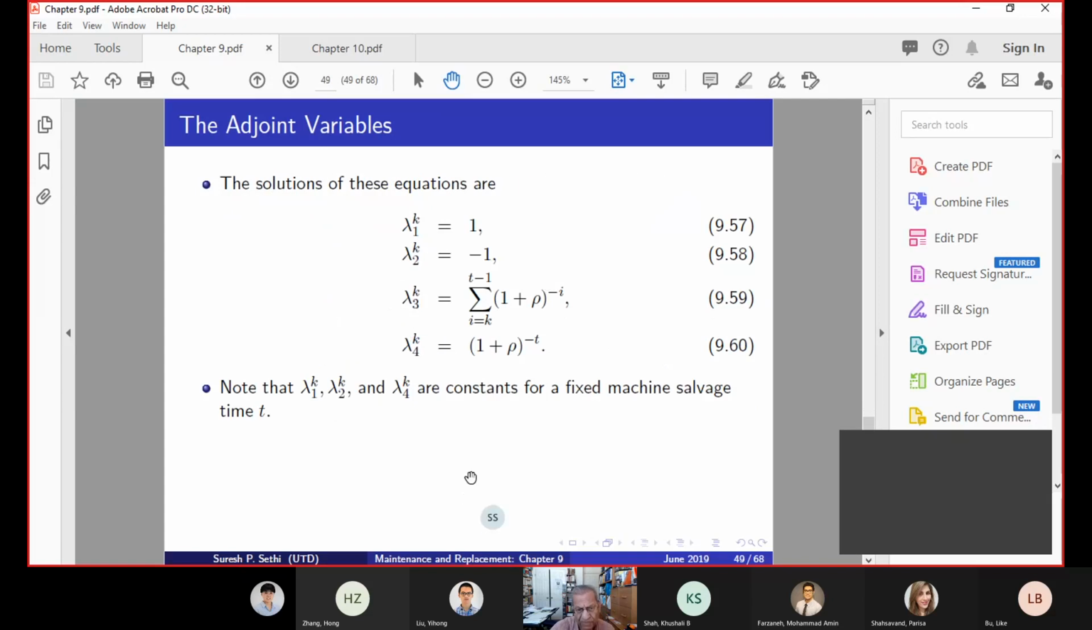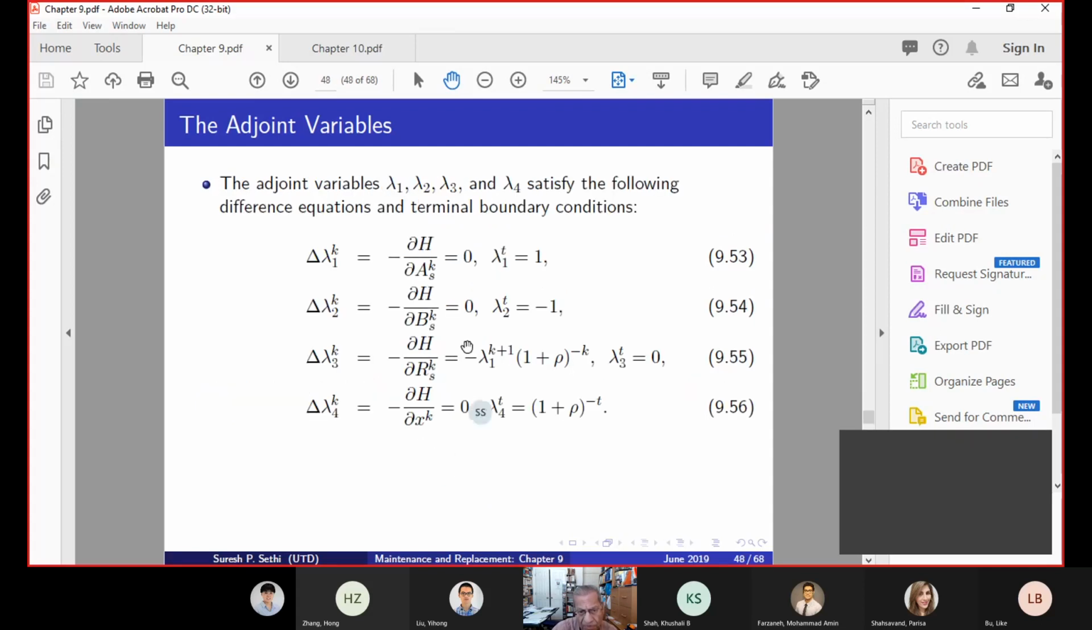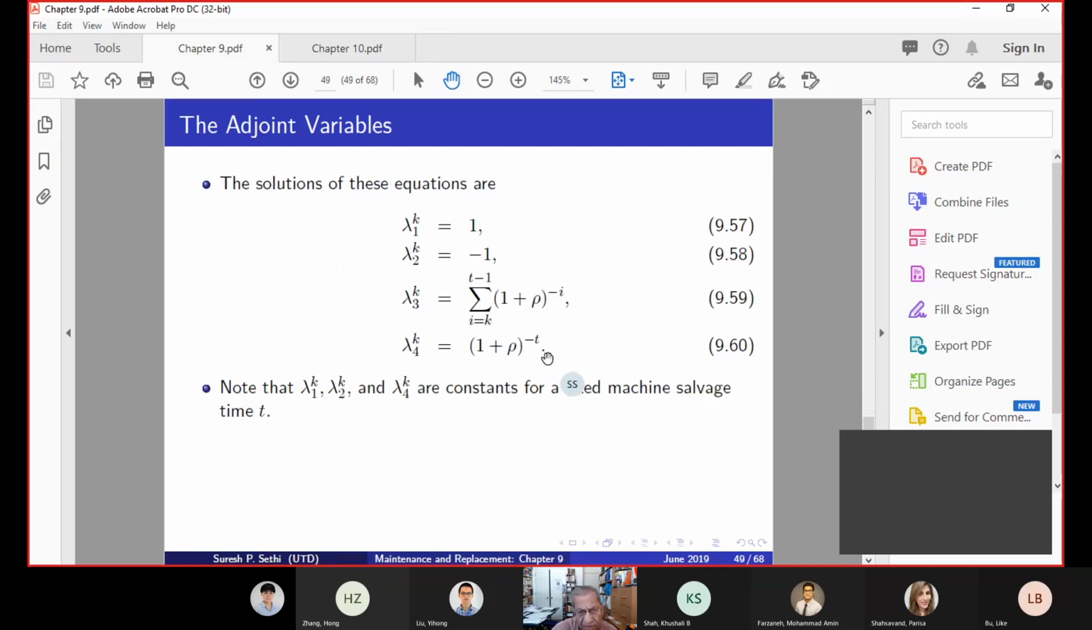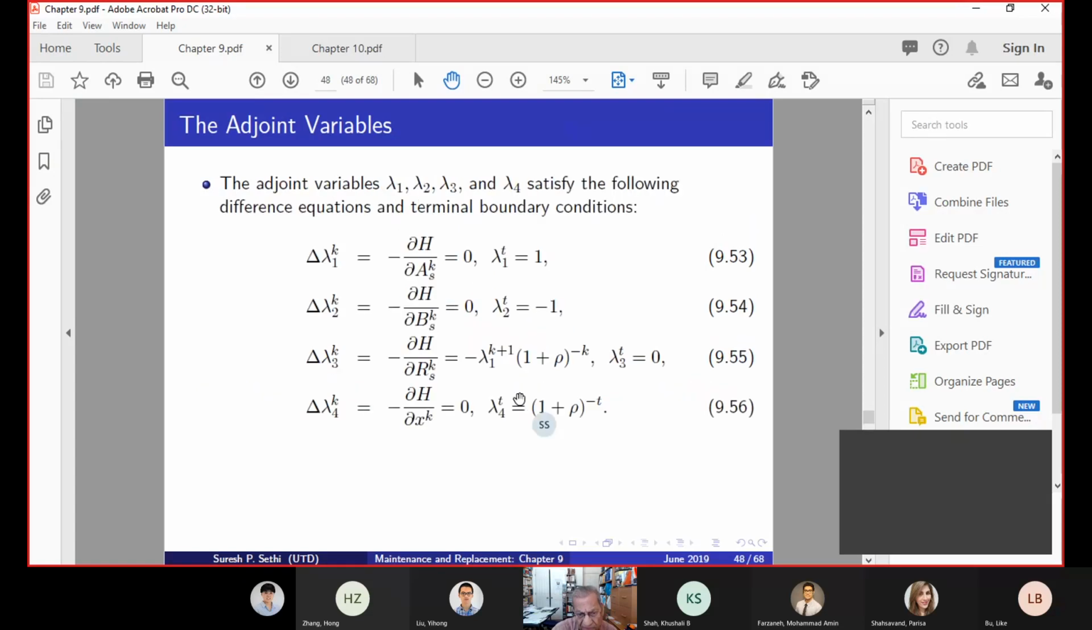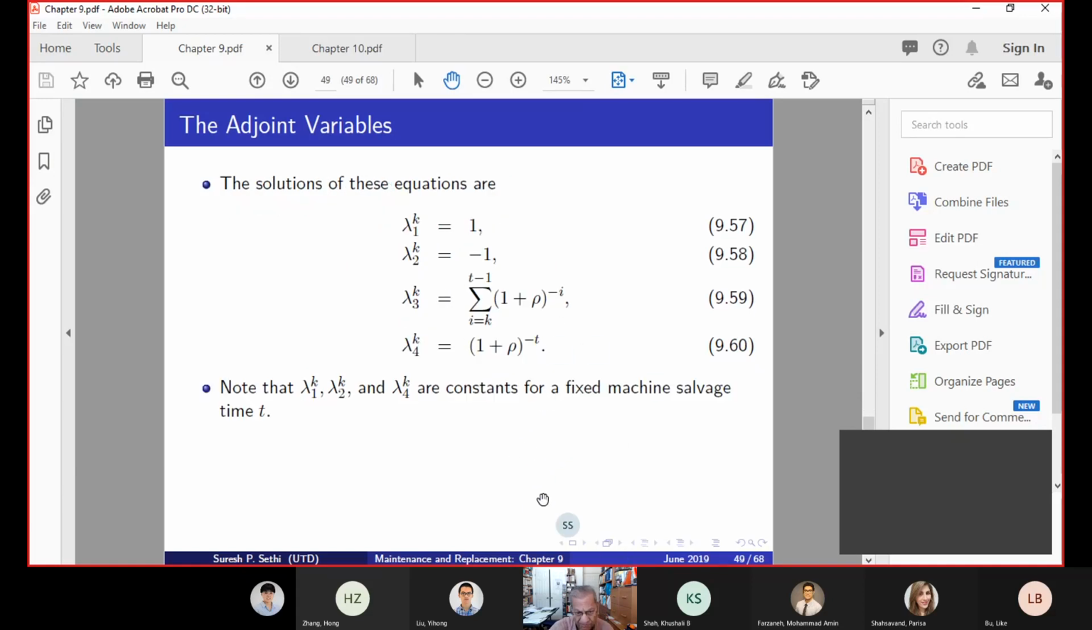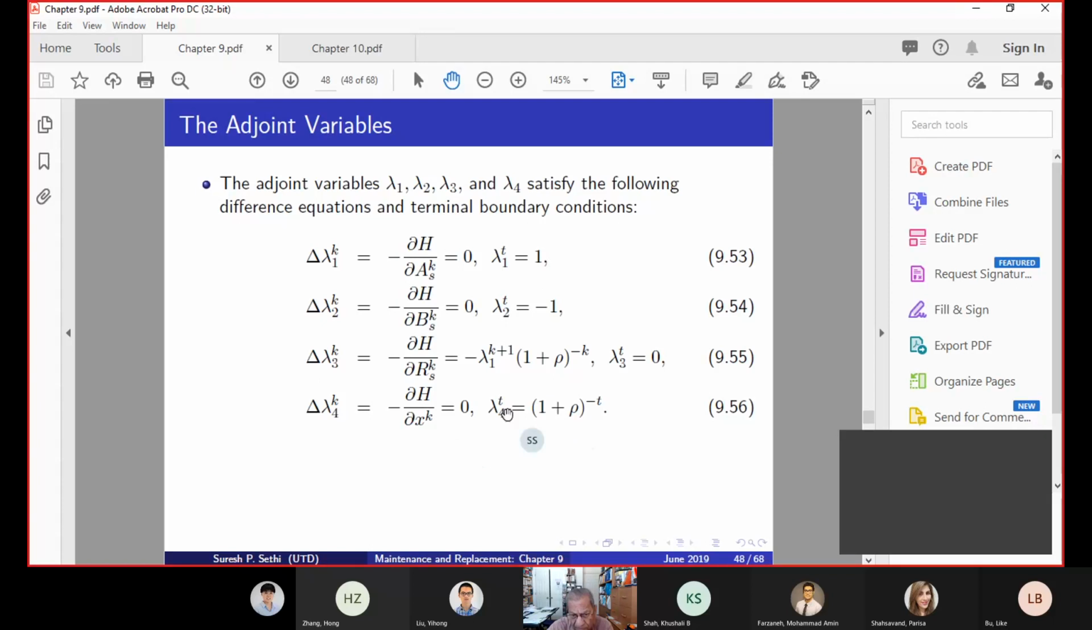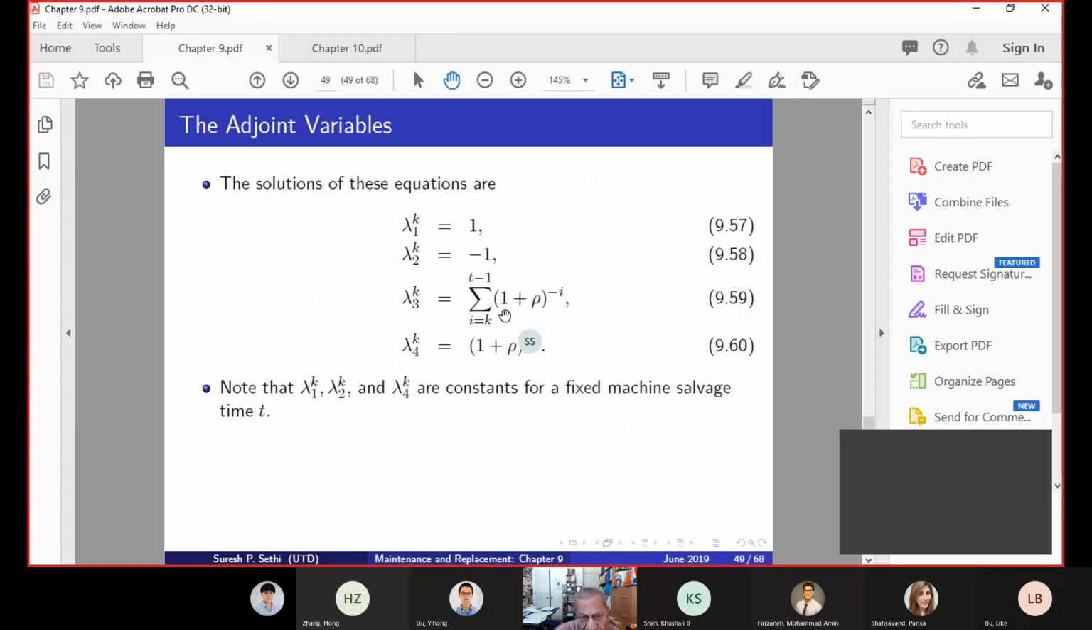So I have the solution. Here's the solution of all the lambdas. This is straightforward because this is 0 and this is 1, so it's 1 all the way. This is 0, this is minus 1 all the way, and this one is minus lambda 1, so this will become this sigma here, which is very easy because you just take it term by term, starting from here. You get the summation, and here lambda 4,T equals 0, so you have just this. Because this is also 0, it is basically this. So we have four values of lambda. All of this is done.